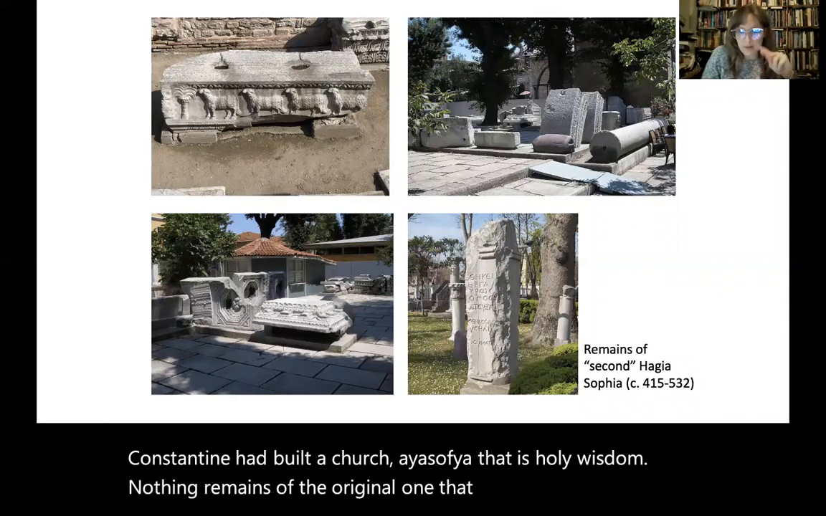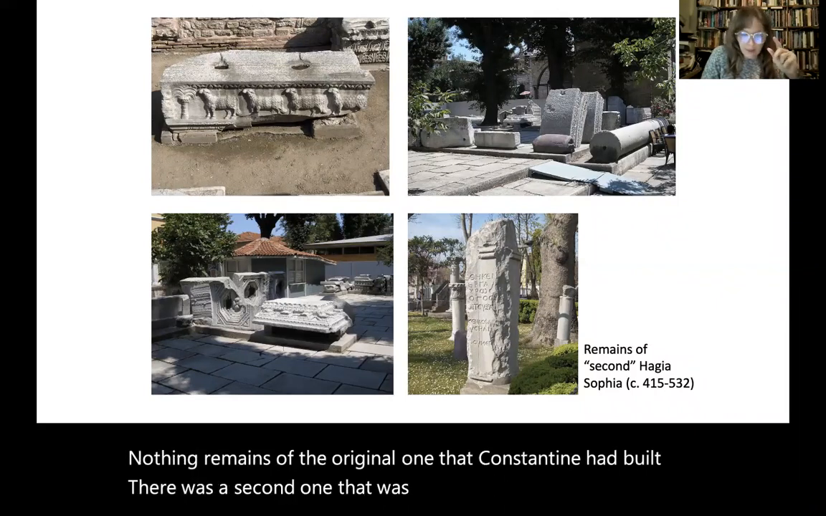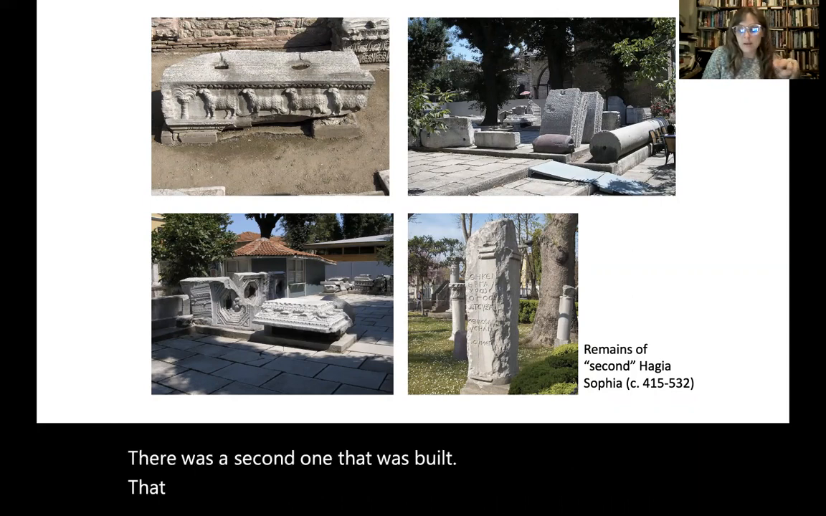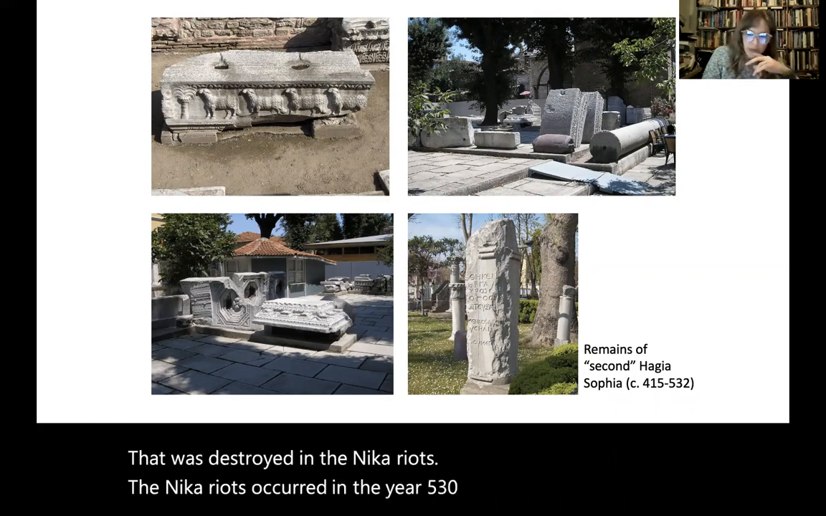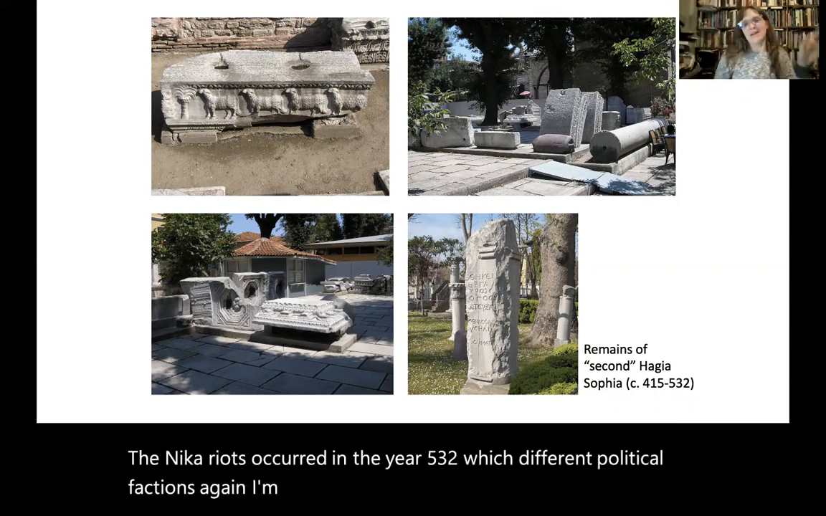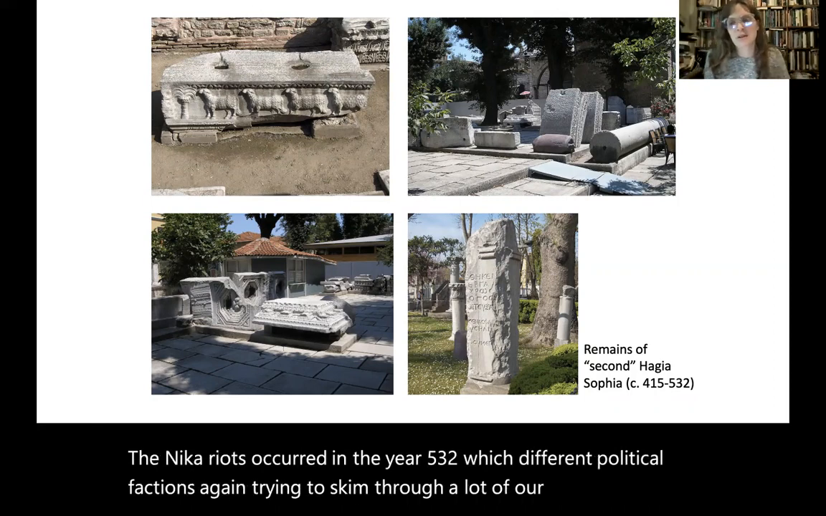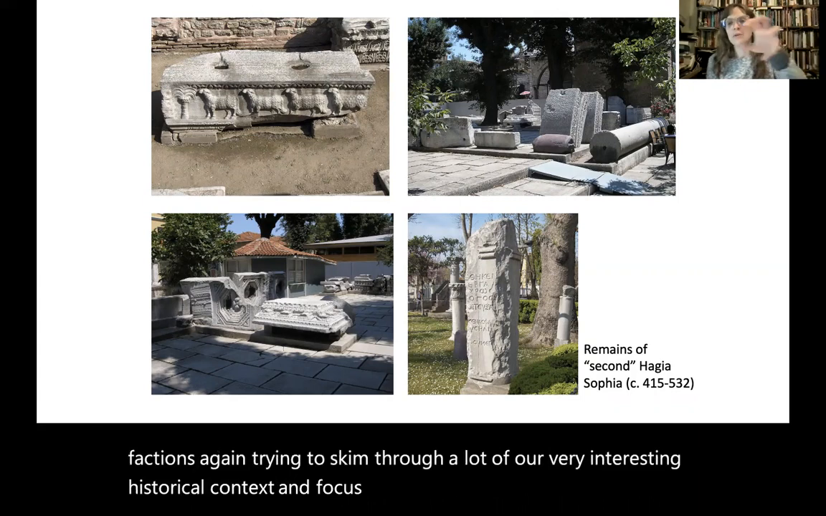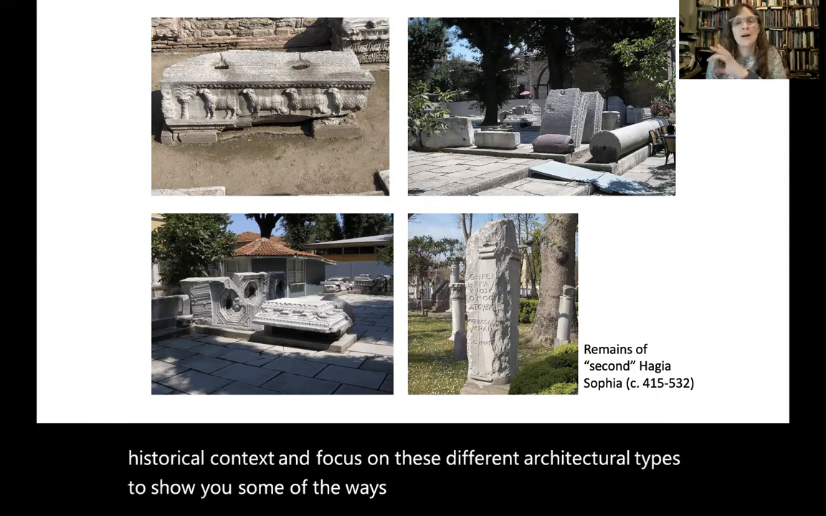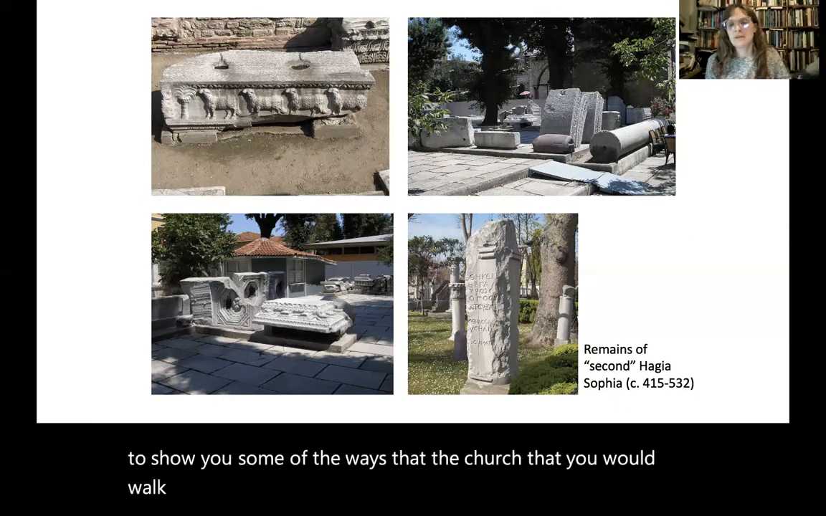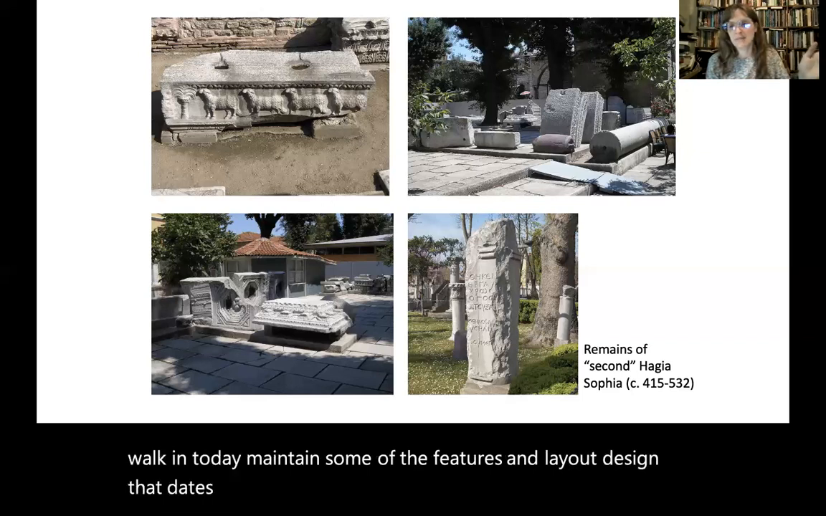There was a second one that was built that was destroyed in the Nika riots. The Nika riots occurred in the year 532, in which different political factions, again, I'm trying to skim through a lot of our very interesting historical context and focus on these different architectural types to show you some of the ways that a church that you would walk in today maintains some of the features and layout design that dates back to the 4th century, right?